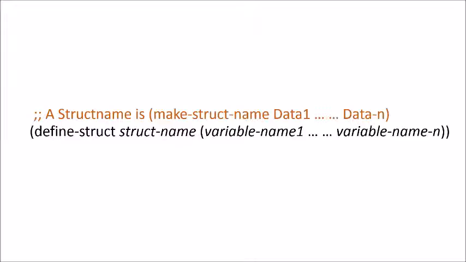And then when you actually define it, you have to do define-struct, the name, and then in parens you have all your variable names. So if you were making something like a student, it would have a name, GPA, etc. So that's just the basic syntax and how we'd like to define our structures.